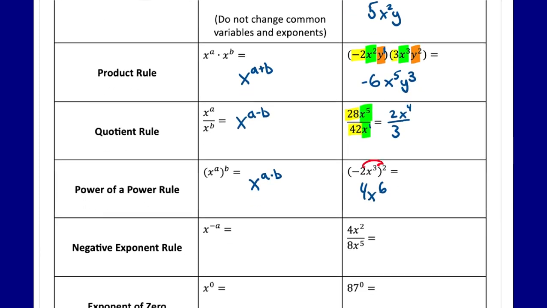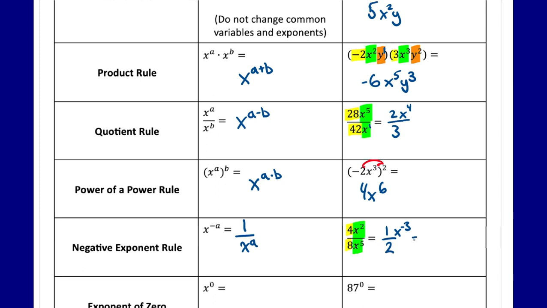With a negative exponent, the negative exponent rule tells us that we flip our base and the exponent becomes positive. So for our example, again, we're going to focus on like parts. 4 over 8, I can divide that or reduce that to 1 over 2. I can then focus on my variables. x to the power of 2 divided by x to the power of 5, I subtract. So I get x to the power of negative 3.